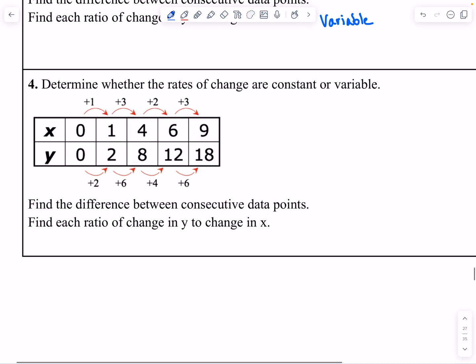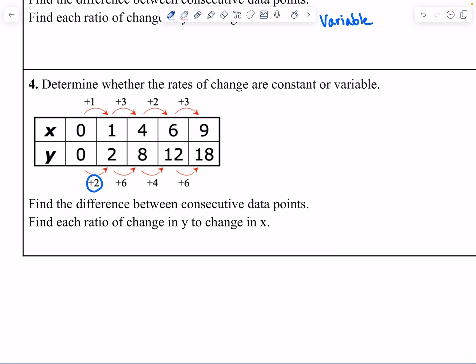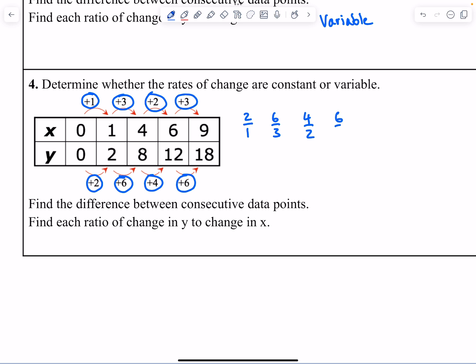Okay, and then the last example, we're just going to do the same thing again. So change in y over change in x. So 2 over 1, 6 over 3, 4 over 2, and 6 over 3. So 2 over 1 is 2. 6 divided by 3 is equal to 2. 4 divided by 2 is 2. And 6 divided by 3 is 2. So these stayed the same in this example. So this has a constant rate of change.